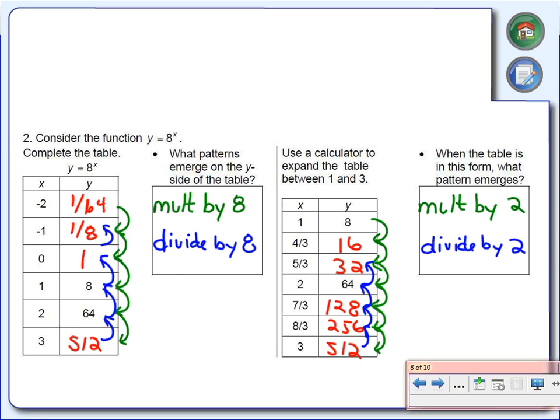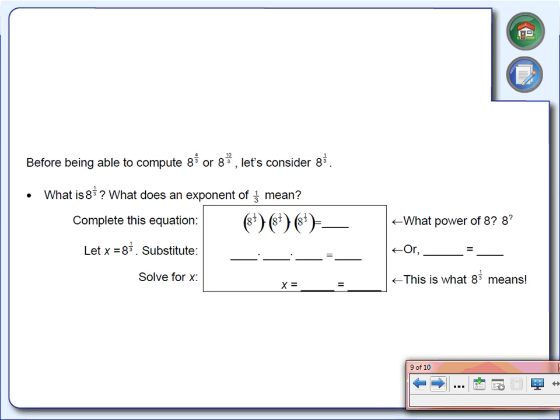All right, so here's what we're going to do with this. Before we look at 8 to the 4/3 and 10/3, we're going to consider 8 to the 1/3. What does that 1/3 power mean? Well, here we go. We've got 8 to the 1/3 times 8 to the 1/3 times 8 to the 1/3. If I use my rules of exponents, since I'm multiplying, I should be adding those exponents together. So what is 1/3 plus 1/3 plus 1/3? 1. So we end up with 8 to the first power, or 1 is our exponent.